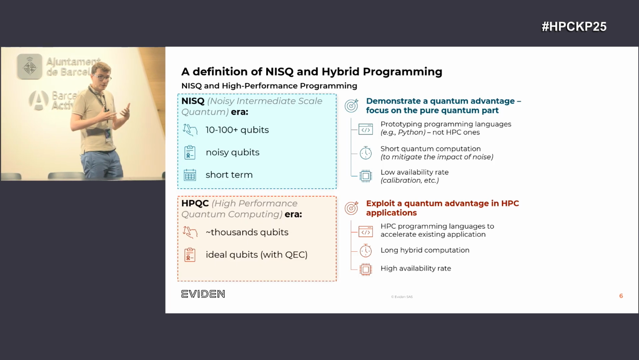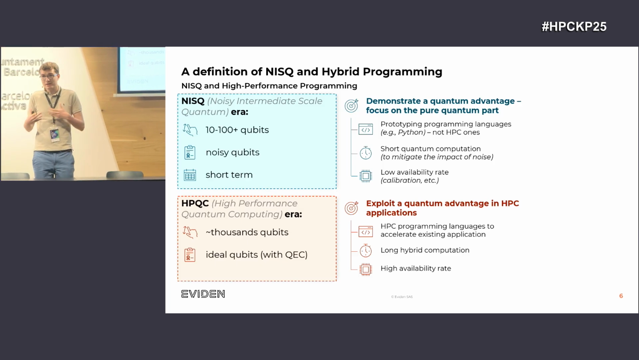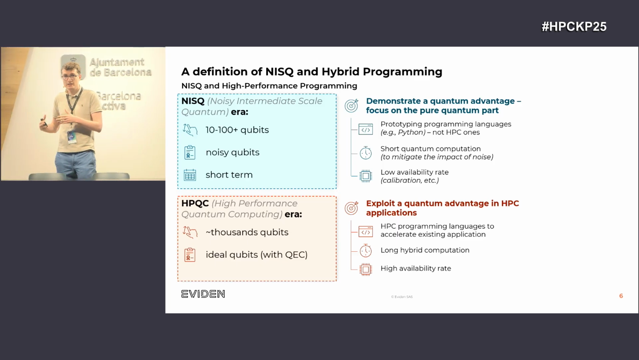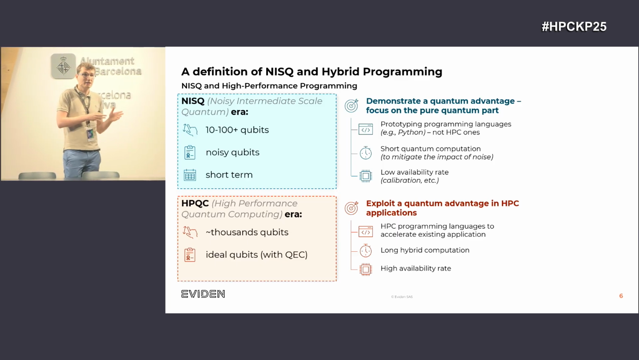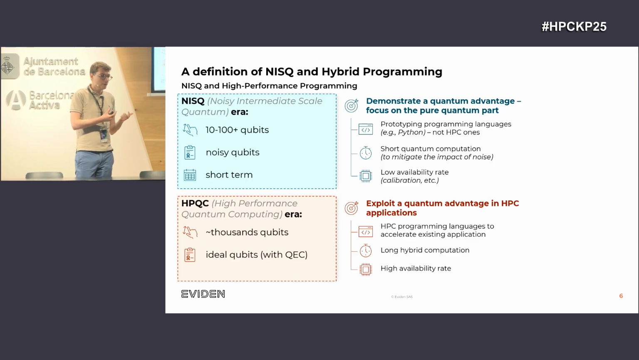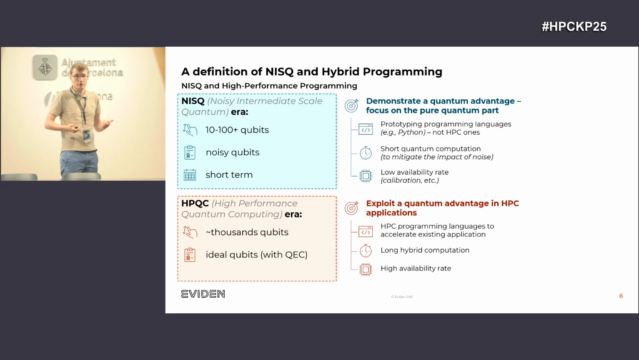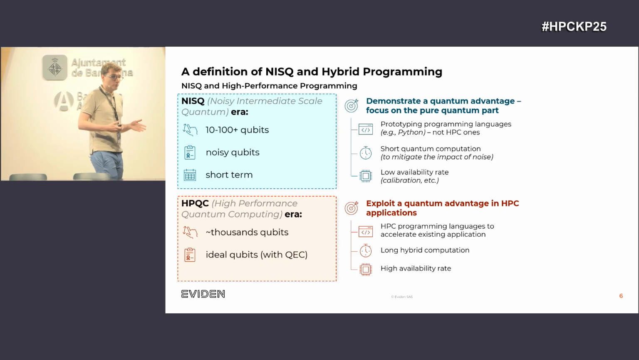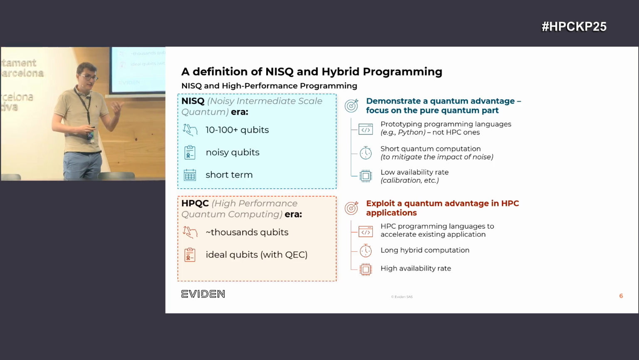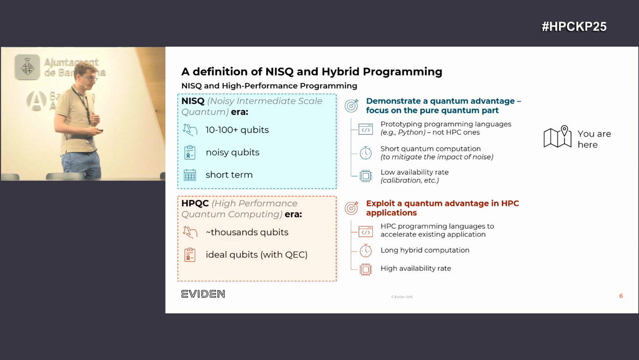The idea is that when there is a quantum advantage, we'll want to use quantum computing in a practical application. So we'll design HPC applications that use both classical and quantum resources. And since the QPUs are ideal, we'll be able to perform a long computation, maybe one that lasts several hours, which is totally not possible today. And as with any HPC device, we want the QPU to be fully available and easily accessible.